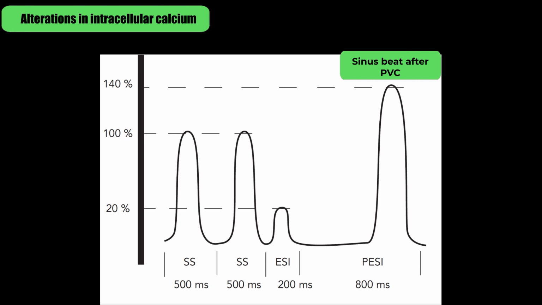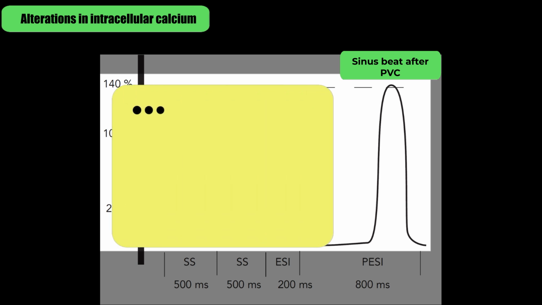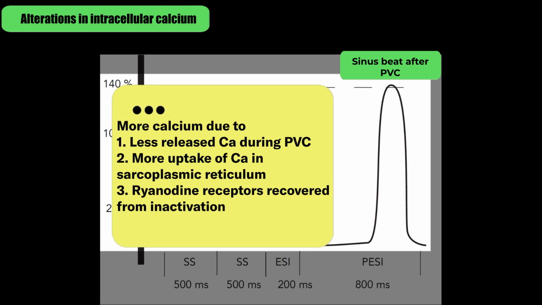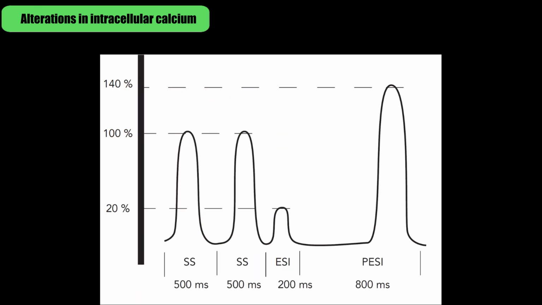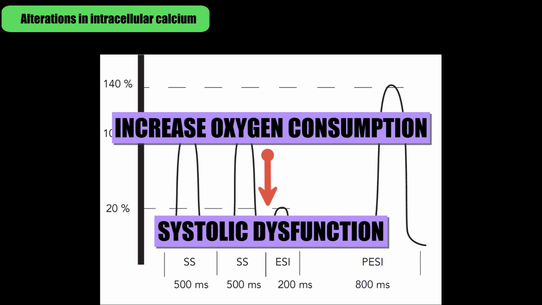But in the sinus beat which follows the premature ventricular contraction, force becomes even higher than 100%. Because less calcium was released during the PVC, more calcium remains for the next sinus complex, with more uptake of calcium in the sarcoplasmic reticulum and ryanodine receptors which have recovered from inactivation. All of these changes in contraction force lead to increased oxygen consumption by the myocardium and systolic dysfunction.